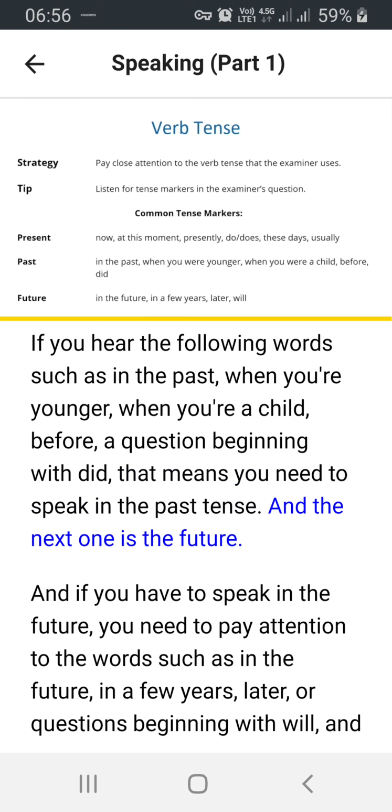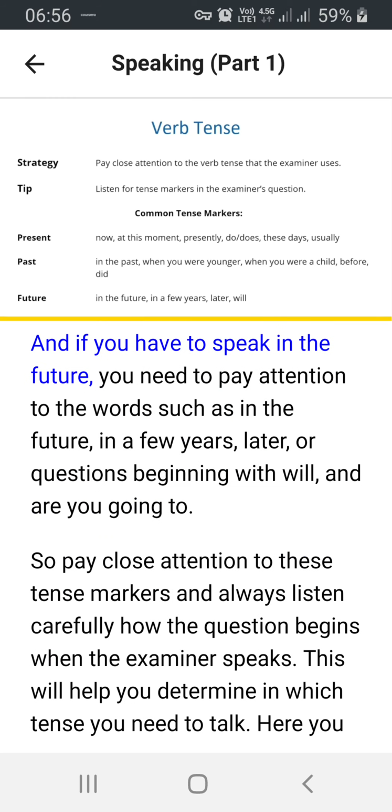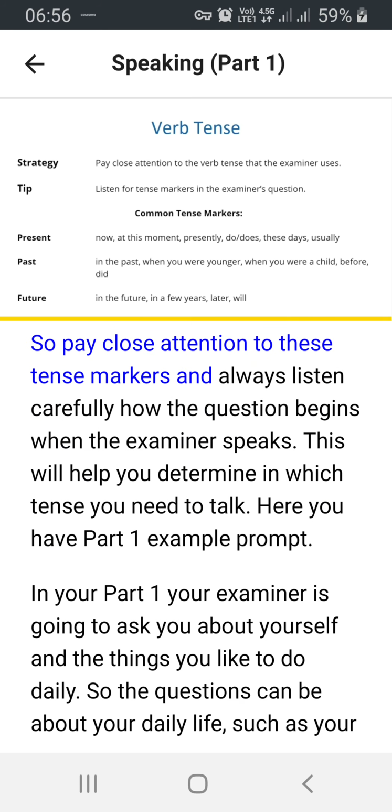And the next one is the future. If you have to speak in the future, you need to pay attention to words such as in the future, in a few years, later, or questions beginning with will and are you going to. So pay close attention to these tense markers and always listen carefully to how the question begins when the examiner speaks. This will help you determine in which tense you need to talk.